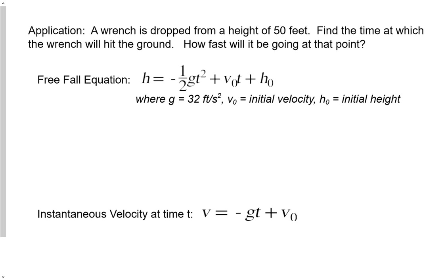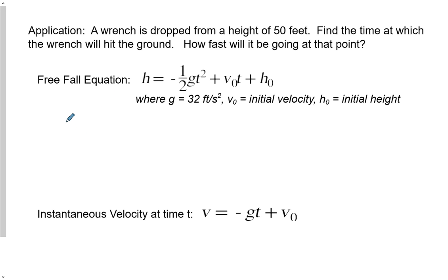Hello everybody. In this problem we're going to do an application of a quadratic function, which is specifically the free-fall equation. In the free-fall equation, we're told that the height of an object h is equal to -1/2 its gravitational constant times t squared plus the initial velocity v0 times t plus the initial height h0. In our problem, a wrench is dropped from a height of 50 feet. We're asked to find the time at which the wrench will hit the ground. How fast will it be going at that point?